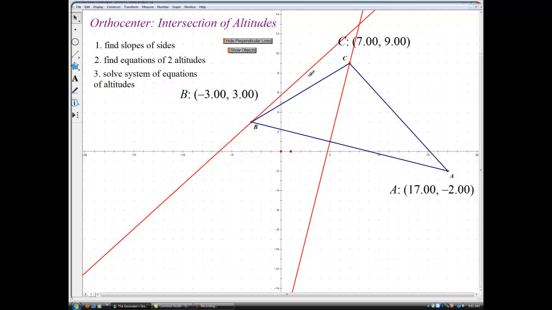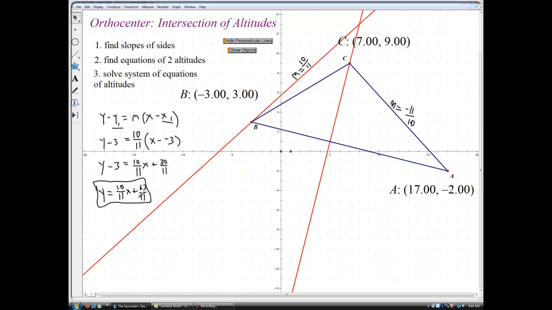And I think the first equation I'm going to find will be for this altitude right here. So let's remember that the slope of this side was a negative 11 over 10. So the slope of this altitude is going to be positive 10 over 11. And now to find the equation of that, I'm also going to start with my point slope form of a line. Y minus y1 equals m times x minus x1. Let's put our slope in for m, 10 over 11. And the values for x1 and y1, when we're finding the equation of the line, are coming from point B. That's the only point that we know of that is on this altitude. So let's put negative 3 in for x1, x minus negative 3, and let's put 3 in for y1, y minus 3.